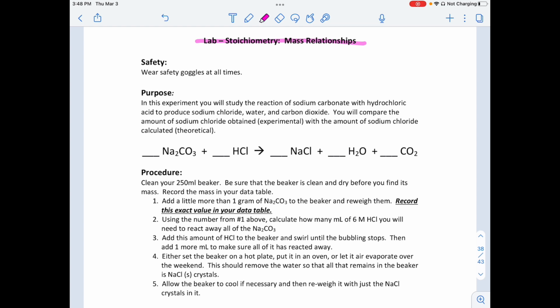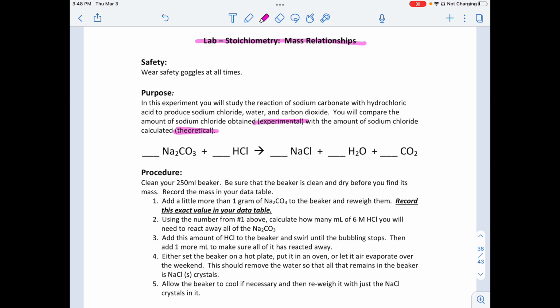We're going to compare the experimental with the theoretical. We're going to make salt in experiment and get that amount. That's the experimental amount. But beforehand, we're going to determine how much we should have made. That's the theoretical amount. Okay.